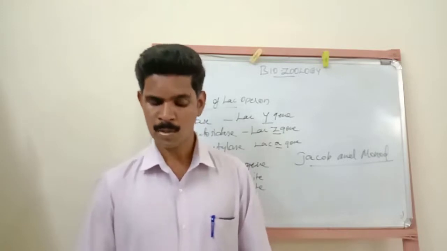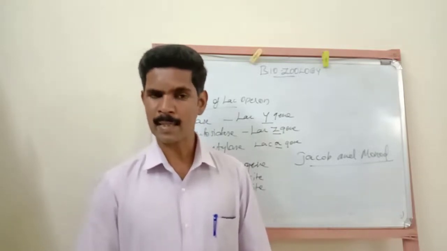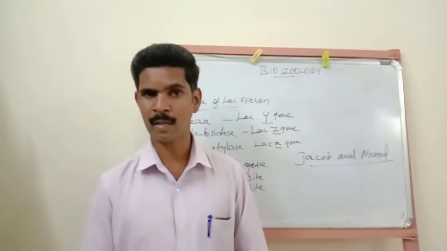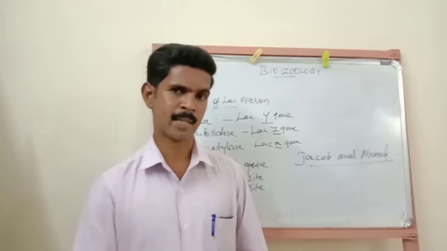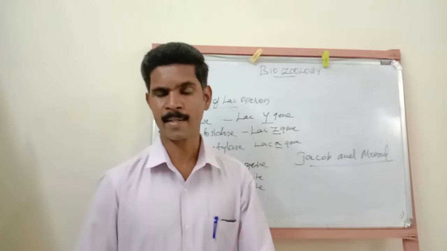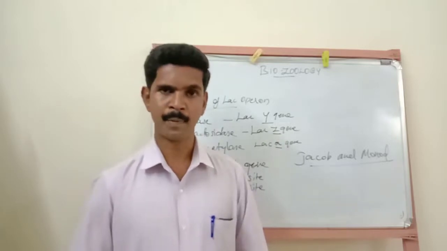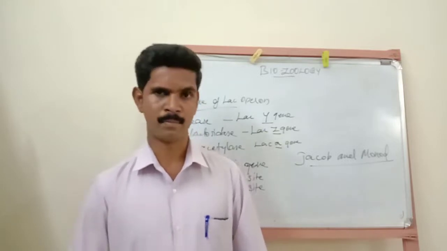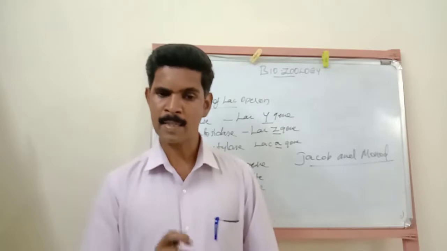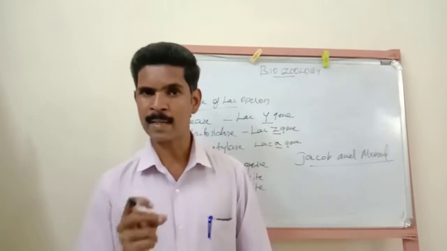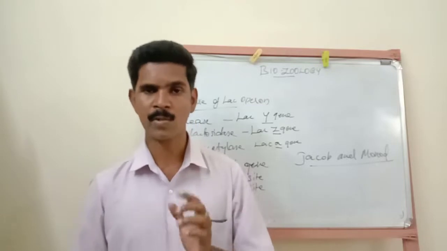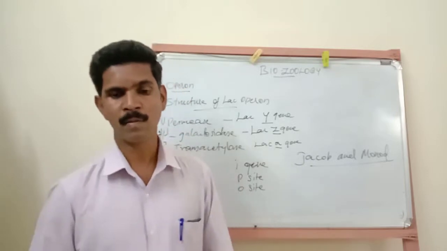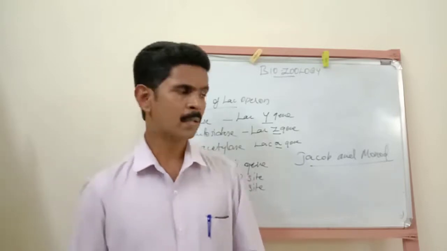Understand? This regulation of the lac operon by a repressor is an example of negative control of transcription. But at the same time, the lac operon is also under the control of positive regulation. That's all about this.